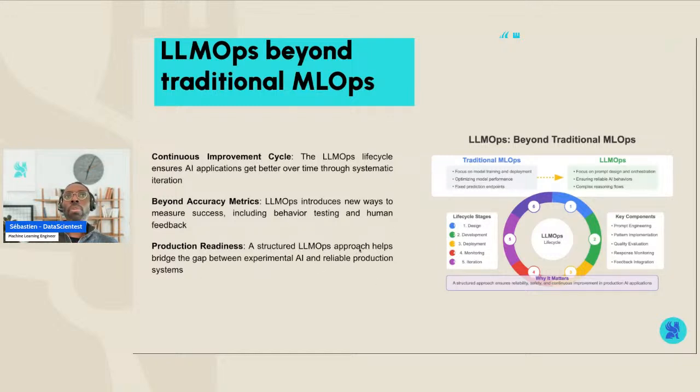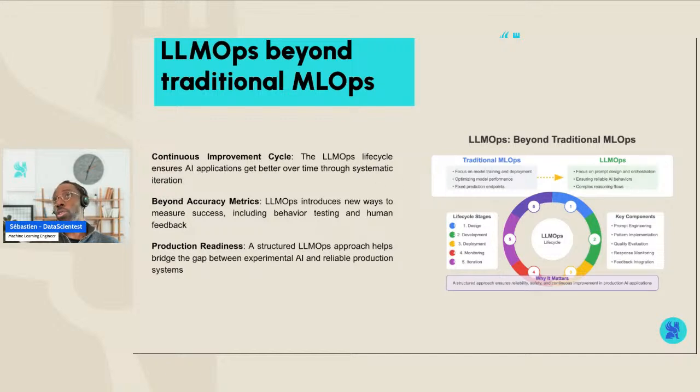A structured LLMOps approach helps bridge the gap between experimental AI and reliable production. Of course, when you prototype your application, you will have a minimum testing and evaluation step, but the real difference, a really huge difference, will be when you need to put into production these applications that use your LLM. So this is much more intense than the simple MLOps phase.